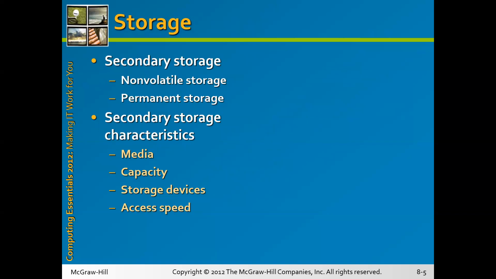Characteristics of secondary storage include media or medium, the actual physical materials that hold the data and programs. Capacity measures how much a particular storage medium can hold. Storage devices are hardware that reads data and programs from storage media. Now, most of these devices also write to storage media. Access speed or access time measures the amount of time required by the storage device to retrieve data and programs.